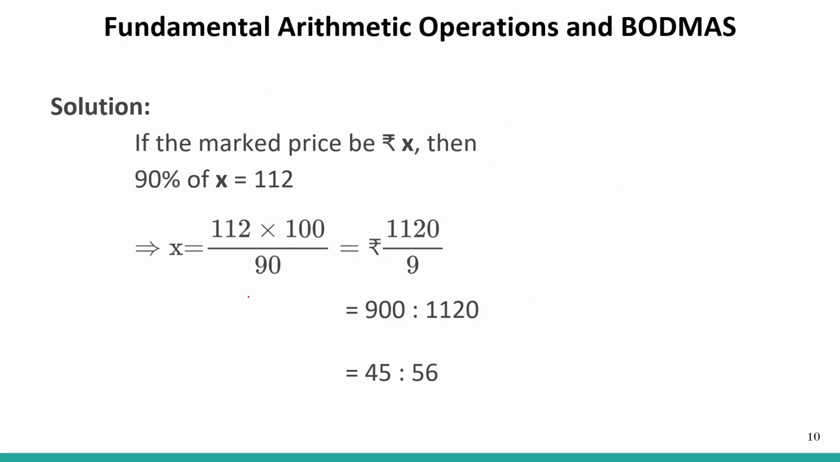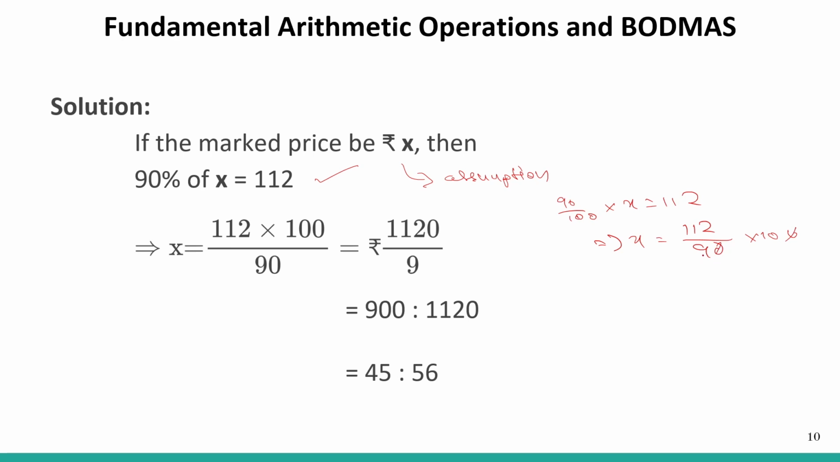Okay, so if the marked price is X, again we assumed the marked price, this was an assumption. Then 90% of X will be 112. So X will be what? 90 by 100 into X is equal to 112. So this implies that X is equal to 112 by 90 into 100.